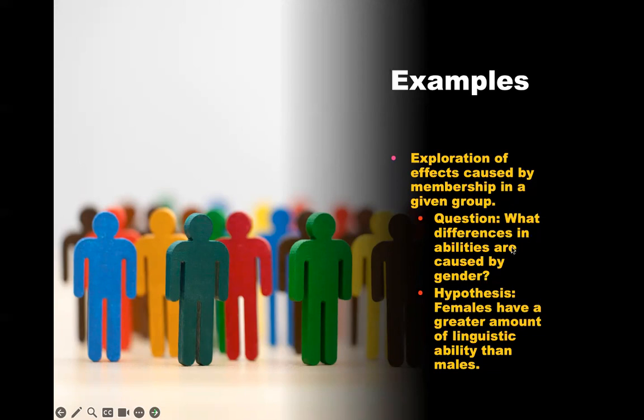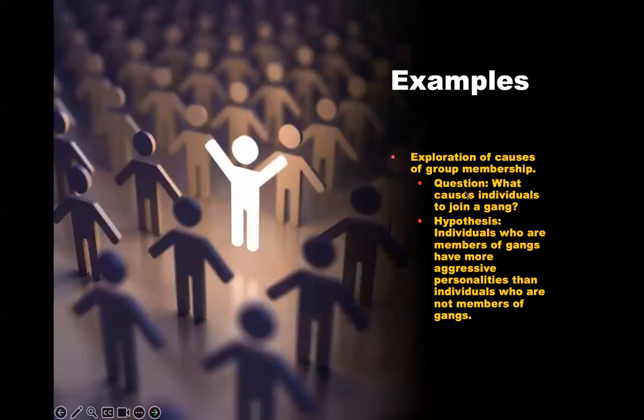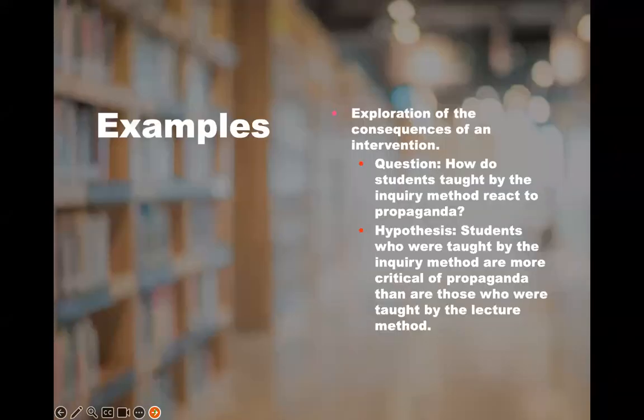So for example, you want to explore the effects caused by membership in a given group. Like, what's the difference in abilities that are caused by gender? Of course, the hypothesis is that females have a greater amount of linguistic ability than males, but you can only make this hypothesis if there's corresponding present literature to do so. Another is what causes individuals to join a gang. Then the hypothesis: individuals who are members of a gang have more aggressive personalities than individuals who are not members of the gang. Again, there has to be corresponding literature in order for you to make that claim.